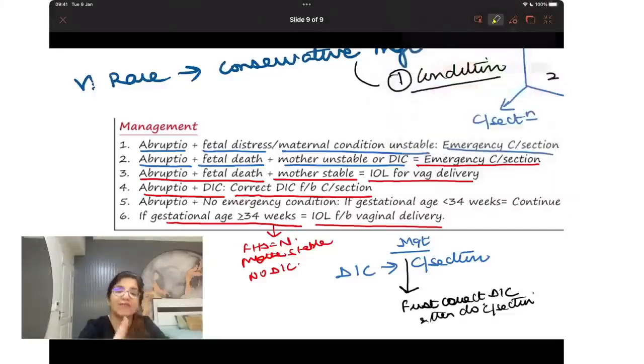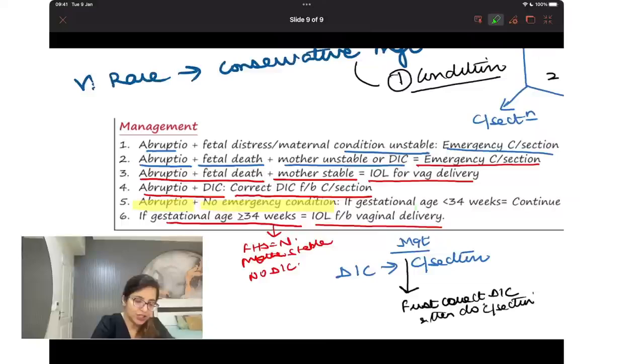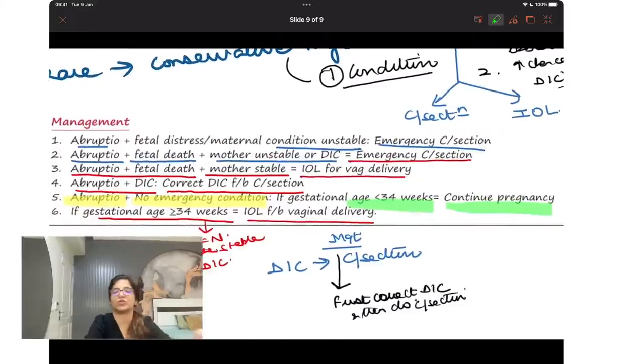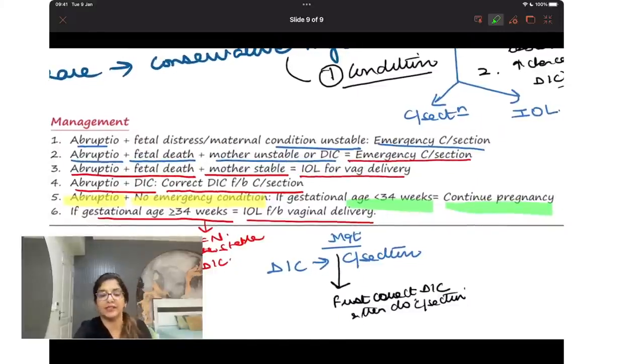Now comes that only one condition जहां पे आप conservative management करोगे, expectant management करोगे, that is if your question is saying patient has abruptio, there is no emergency condition, mother stable, mother के vitals stable हैं, fetal distress नहीं है, कोई DIC नहीं है, absolutely stable condition hai, and there is no emergency condition, and gestational age is less than 34 weeks. That is the only time when you are going to say that I will continue pregnancy rather than saying कि I will go for vaginal delivery.